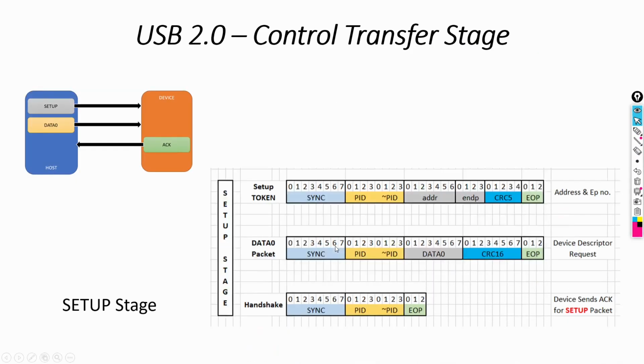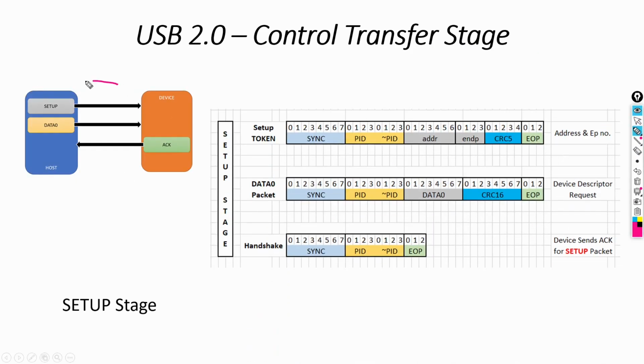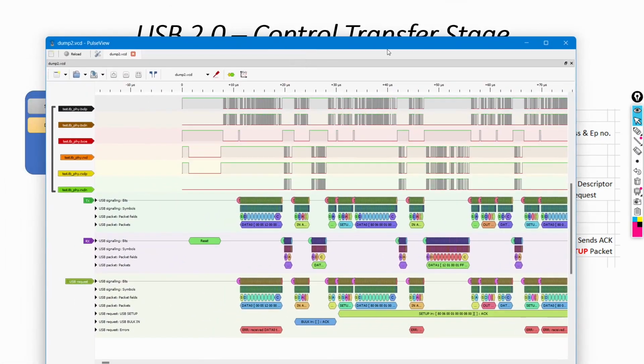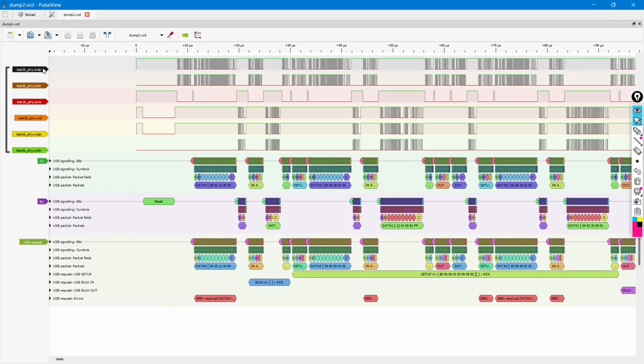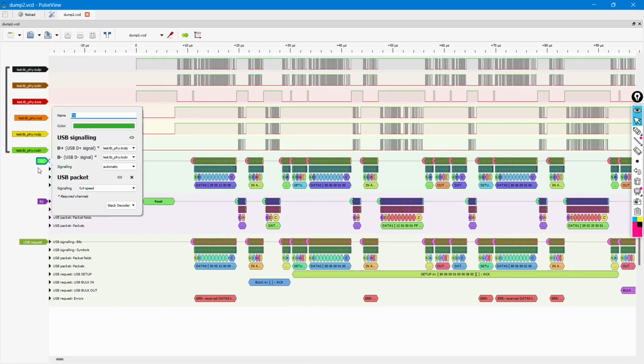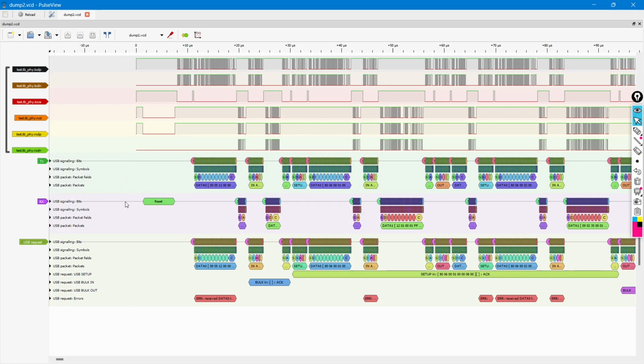These are all high level abstractions of what the USB controller will do. This is converted into signal level bits for more understanding. And for better understanding, there is a pulse view. Let me show it to you. This is the waveform dump, which has your TX data plus and data minus, RX data plus and data minus. And this is a simple USB analyzer signal. This is TX coming from the transmitter side. This is RX coming from the receiver side.